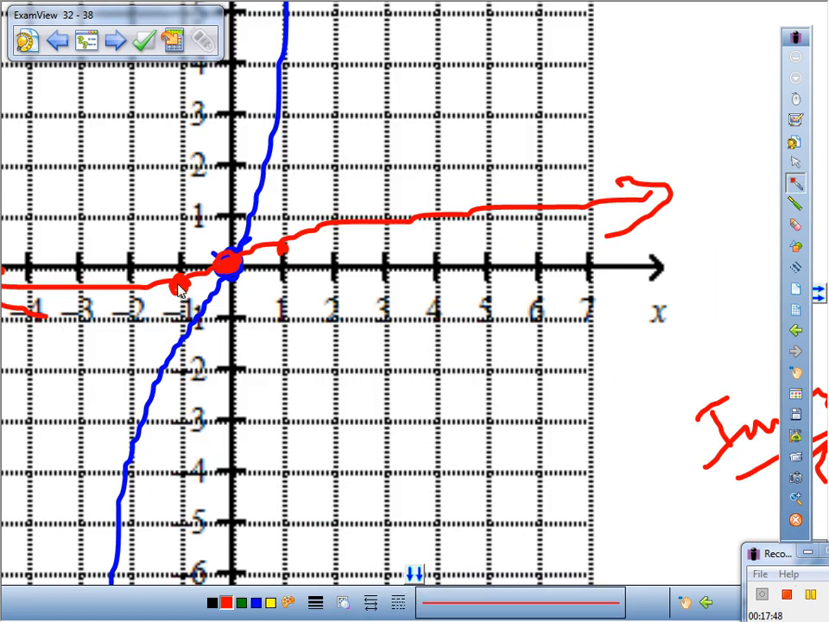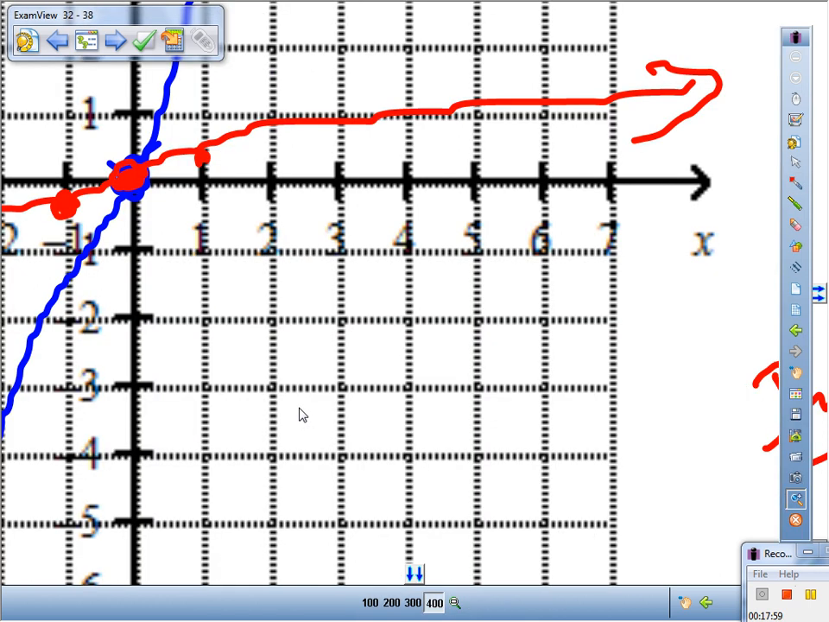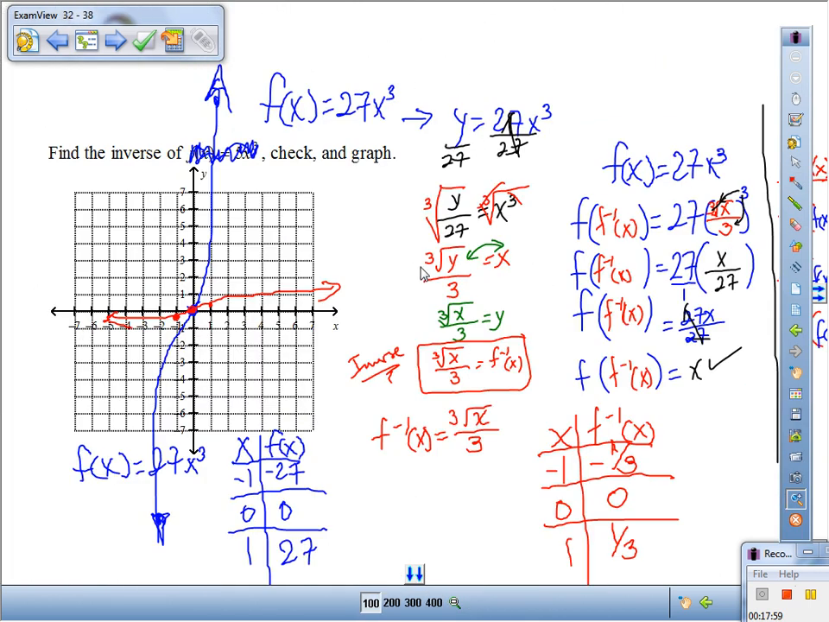Negative 1, negative 1/3. 0, 0. 1 and 1/3. And there it is. Does it look like it's inverse? Let's see. It does, right? Looks like it's going like this. Does anybody break down some here? No? Huh? Perla? Nice. Let's go to number 33. You got this? Yes? All right.